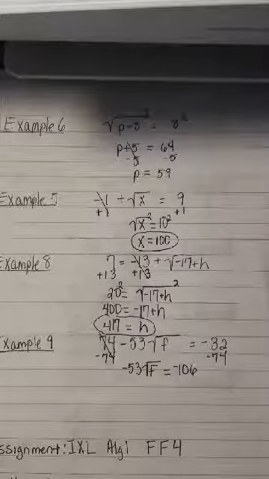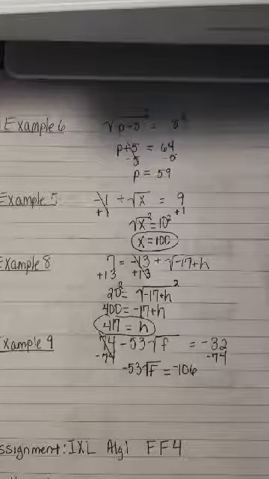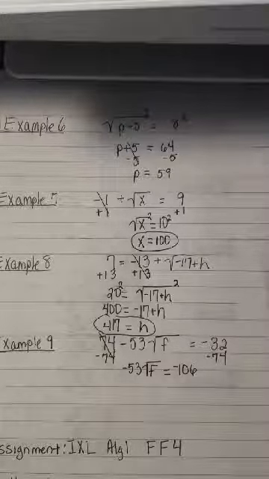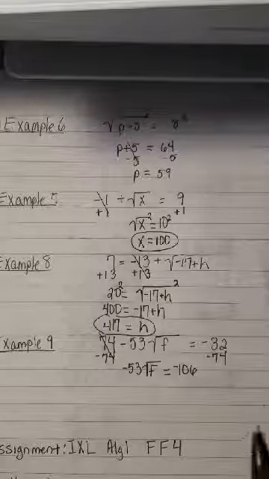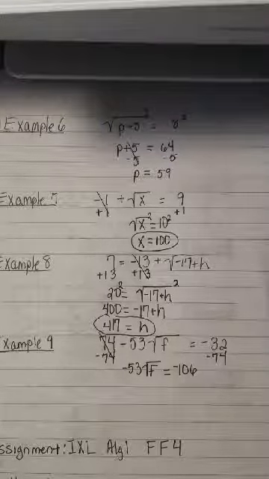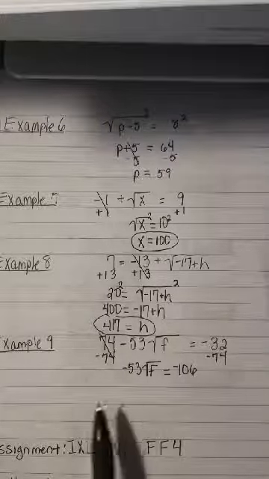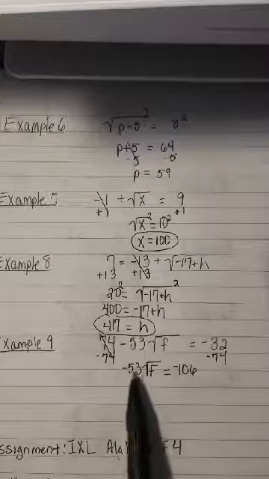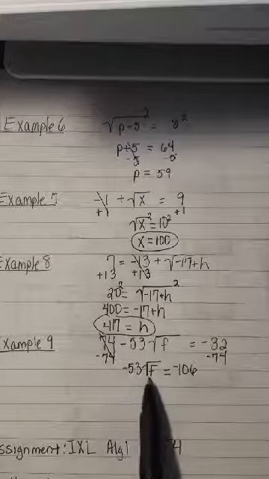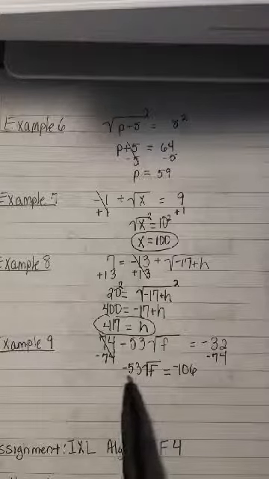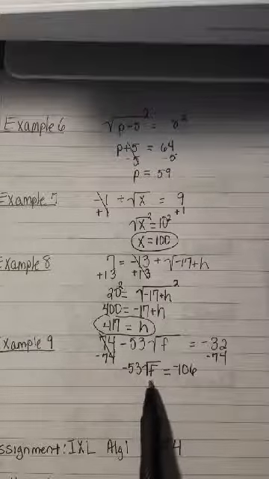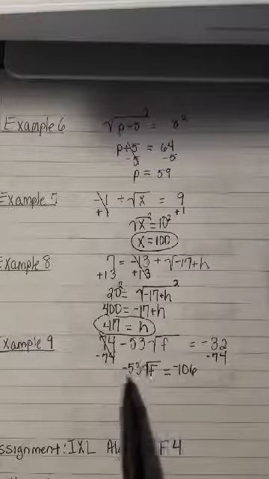Anybody have a guess? What operation to do with that 53? Think about this. This is negative 53 times the square root of f. That's what that means. So if that's negative 53 times the square root of f, what do you think we do with that negative 53?